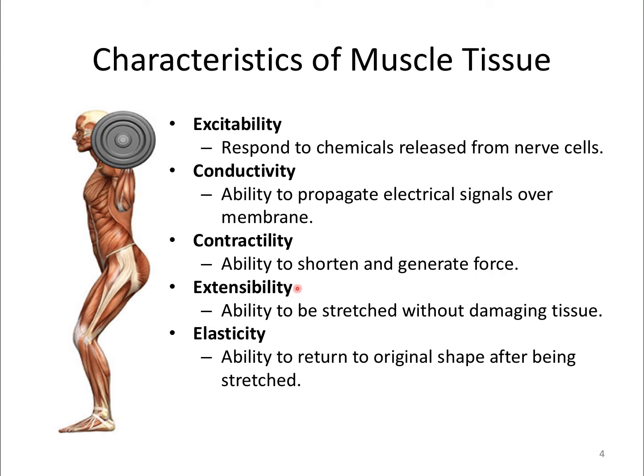Extensibility refers to the ability of muscles to be stretched without damaging the tissue. So before you work out, maybe you stretch, or perhaps you do so in yoga class. That just means that, similar to the contractility, the muscle can relax and even be stretched beyond relaxation without considerable damage. And elasticity refers to the fact that after you extend the muscle, it will bounce back to its original shape. So these are characteristics that are specific to muscle tissue.